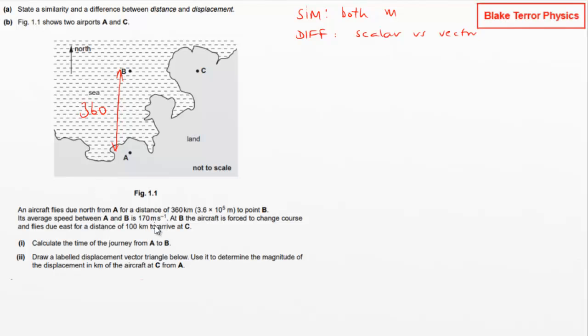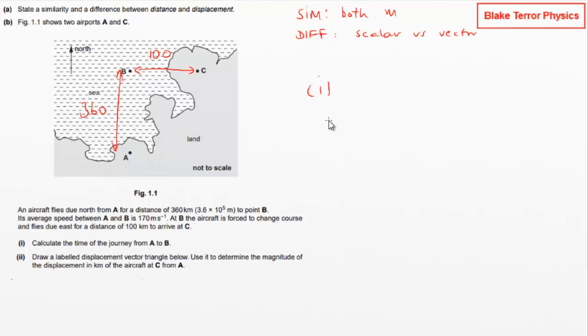Average speed at 170 meters per second. At B, the aircraft is forced to change course, and then it arrives at C, which is 100 kilometers. Okay, so we've got some distances there. Calculate the time of the journey from A to B.